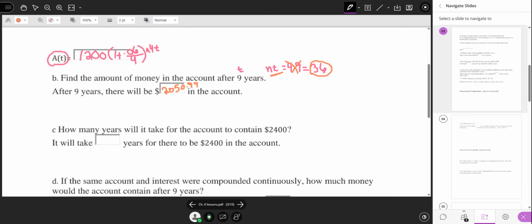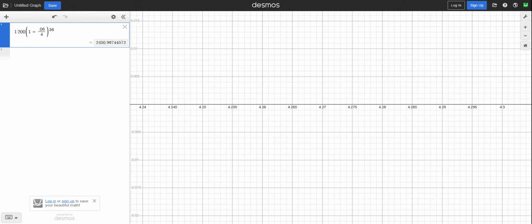Now, how many years will it take for the account to contain $2,400? Now, let me show you how to deal with this in Desmos. Okay? Now, I'm going to go back, and instead of 4t, I'm going to put 4x. Remember, it doesn't like t. Now I'm going to put it equals 2,400.